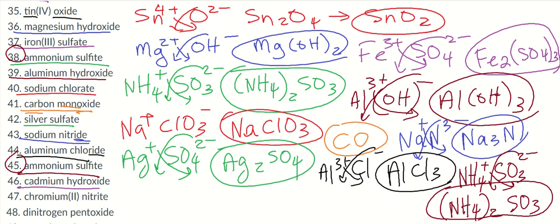Cadmium is a transition metal with a 2 positive charge. You'll just have to memorize that. And hydroxide is OH, 1 negative, crisscross.